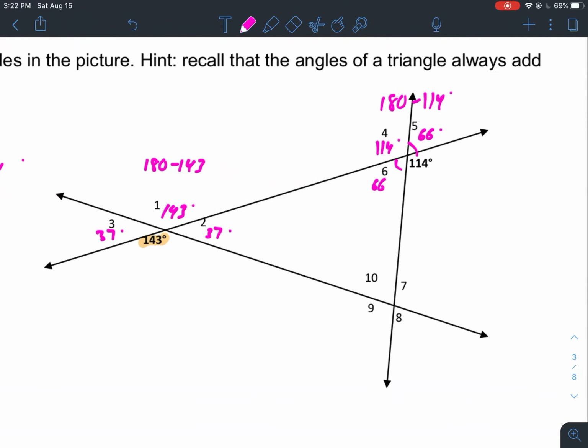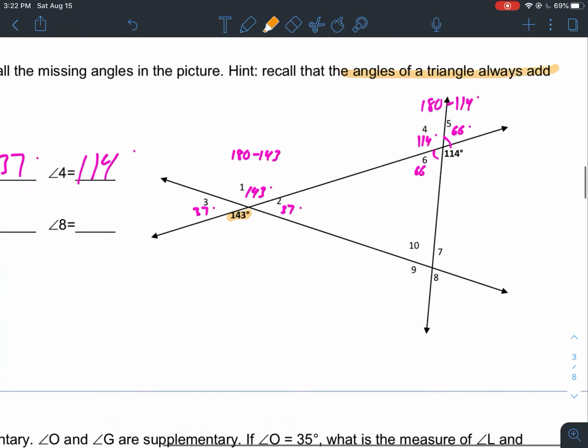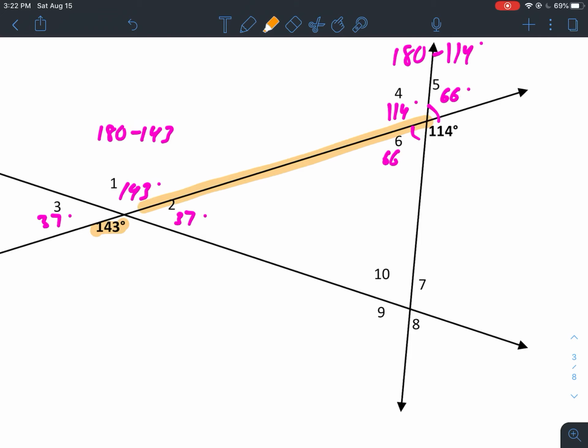Okay, so for numbers 7, 8, 9, 10, we need a little hint here, and that's what this hint is giving us. The angles of a triangle will always add up to 180 degrees. Here's our triangle. So 180 minus 66 minus 37, and that'll give us angle 10.